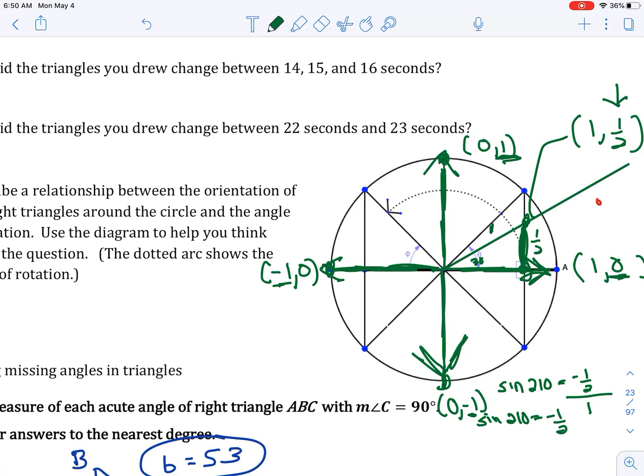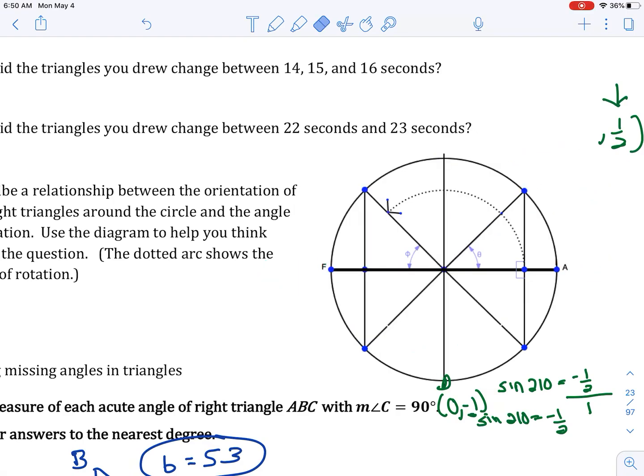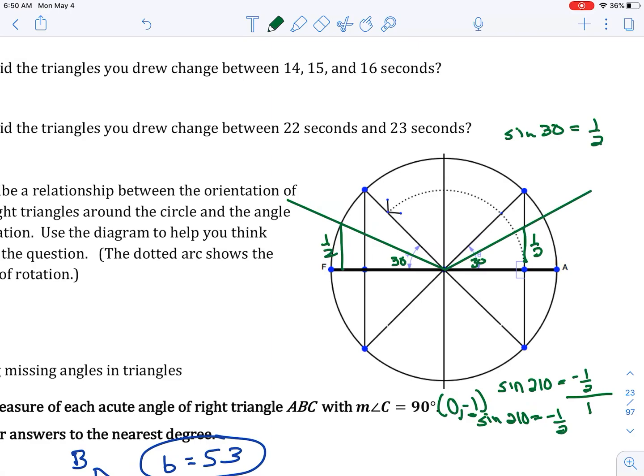Remember we went out like this, and we talked about how this was 30, and how that was 1/2. We said that sine 30 was 1/2, but then we also said that this one had the same value. This angle, which we determined as sine 150, also was 1/2. So there's a pair right there. We have 30 and 150.